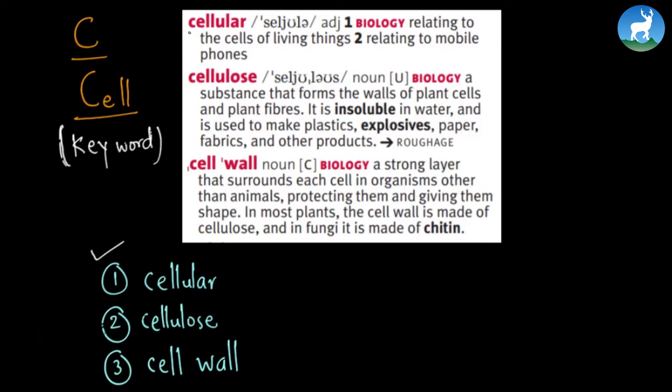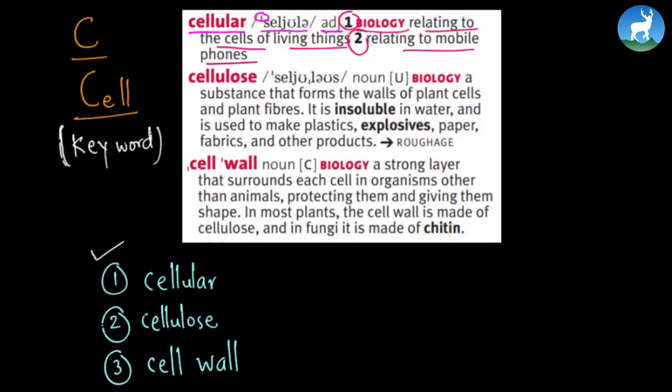Then I would find the word cellular. I would look at the pronunciation. The stress falls on the first syllable. The form of the word is adjective. It is related to cell, and since it is related to biology, the first meaning is relating to the cells of living things. Another meaning is relating to mobile phones. So we say cellular towers, cellular coverage, cellular network. So this is also related to mobile phones.